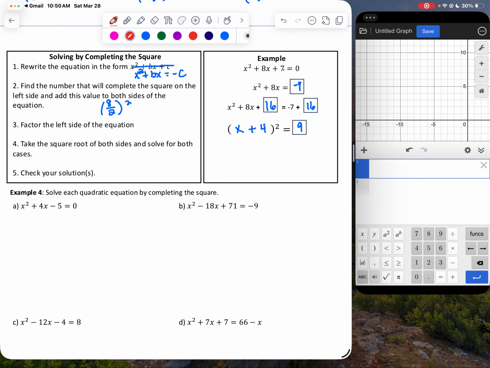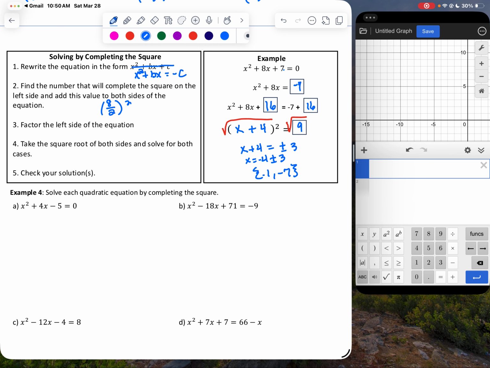Step 4, take the square root of both sides. So that would leave me x plus 4 equals the square root of 9, plus or minus 3. And now it wants us to solve this. So x equals negative 4 plus or minus 3. So our solution set would be negative 4 plus 3, which is negative 1, and negative 4 minus 3, which is negative 7.